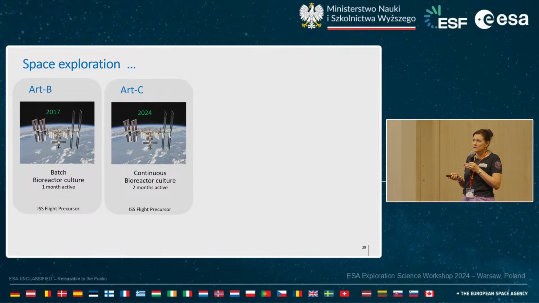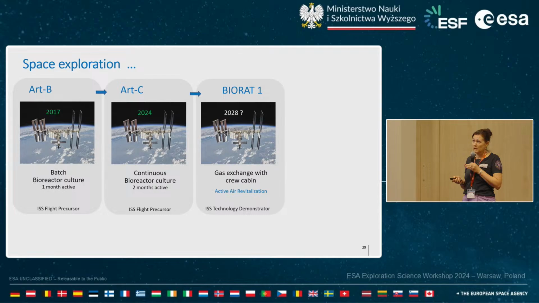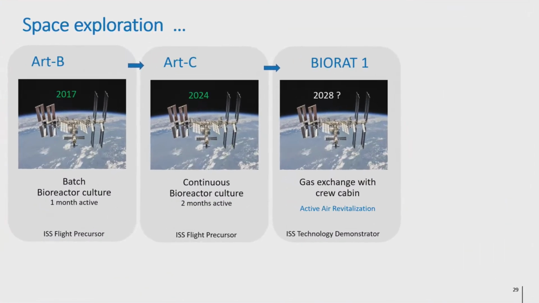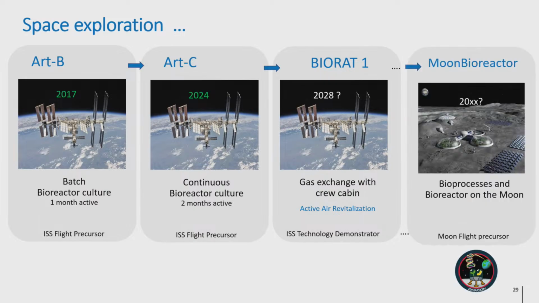Why are we doing this? With the aim of having the step up to larger reactors. So in the Melissa team, there is other people working on a project called BioRat, where we will actually do active air revitalization. So we use the CO2 of the cabin and release the oxygen. My personal dream is that maybe once we can also do it fully remotely on the moon. We propose that, we will see if it ever happens.